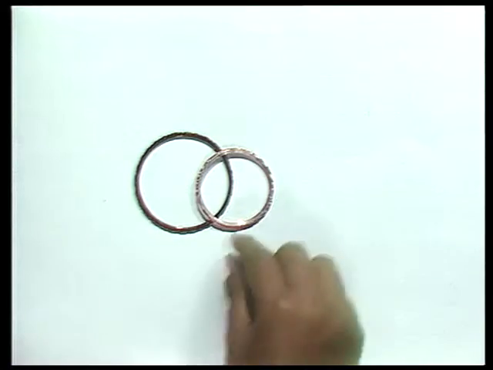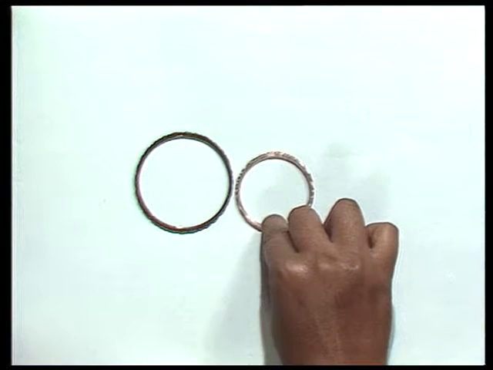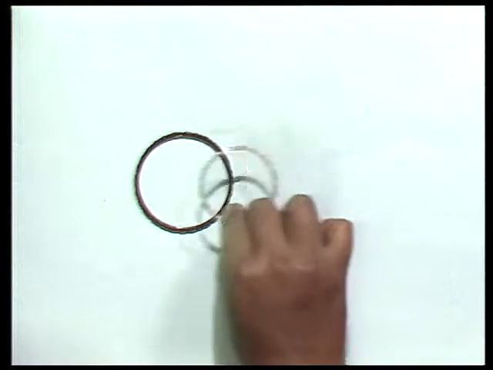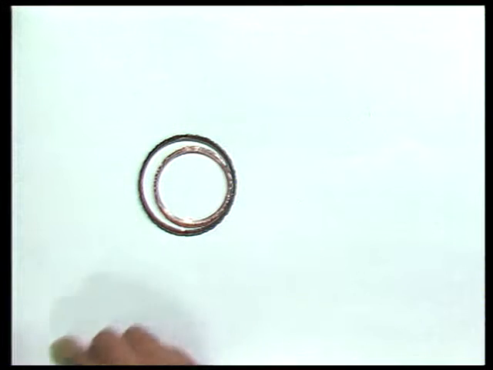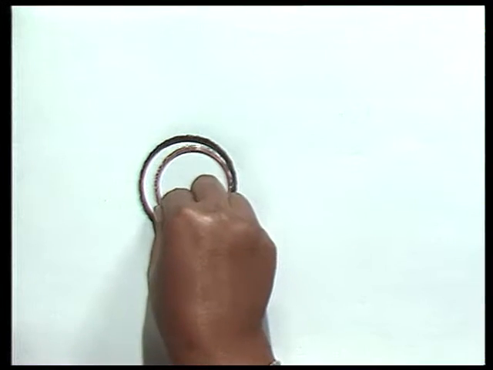And what are the possibilities for a pair of circles in a plane? Similarly, ma'am, the two circles may intersect each other, or they may be touching each other, or the two circles may be non-intersecting.